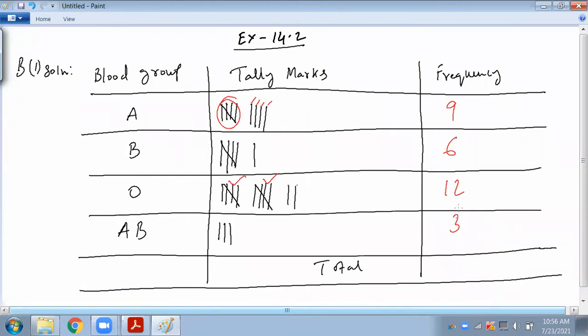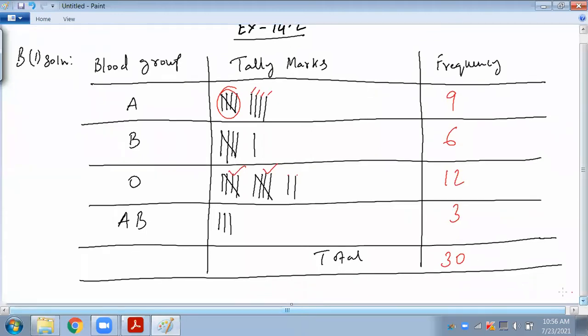Okay, now if you add them, how to find the total? You'll add all the frequency, and it should be 30 because the data of 30 students was given to you. So it should become 30. 9 plus 6, 15, 15 plus 10 is 25, 25 plus 5 is 30. Okay, it is 30. So this is the frequency table.